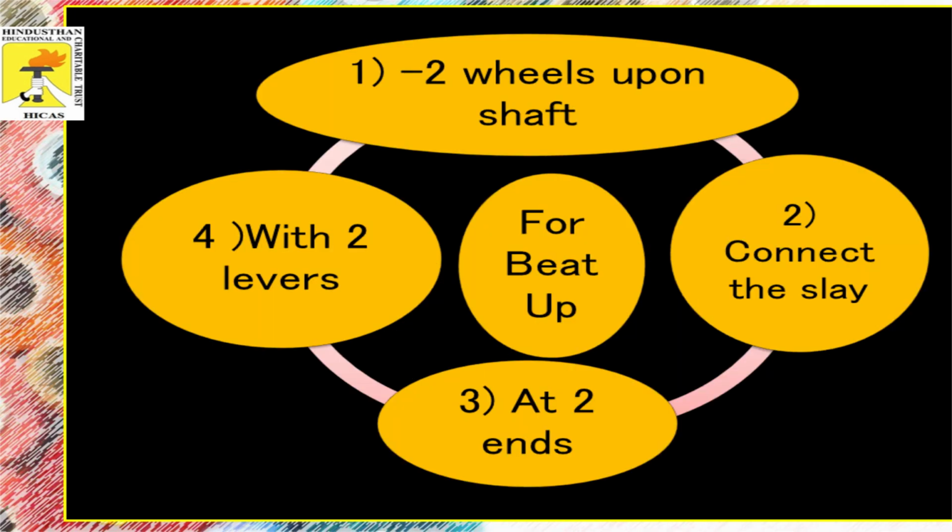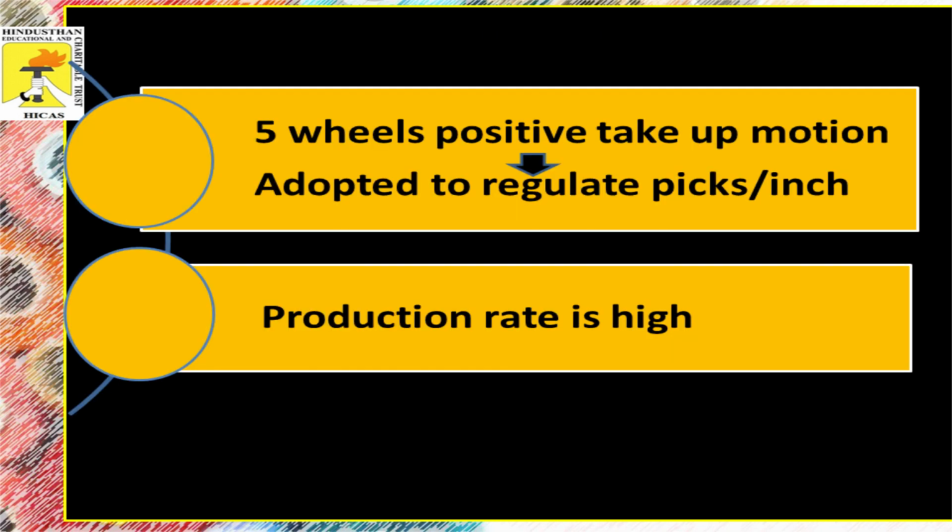Next, for the beat up process in the Chitranjan loom, two wheels are placed upon the shaft and it is connected to the sleigh, and at the two ends it is connected with levers so that we can wind or unwind the process. Next, it has a 5 wheel positive take up motion and it is adapted to regulate picks per inch. Due to this the production rate is high.